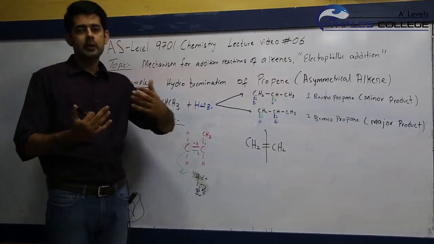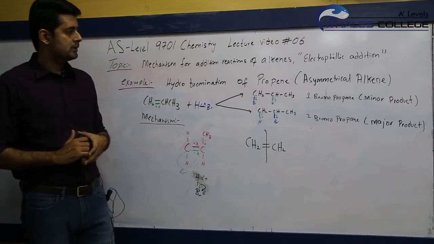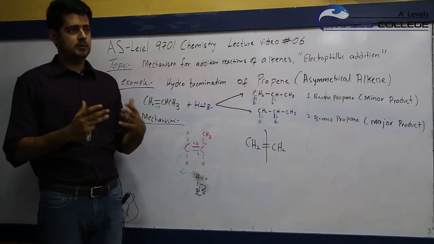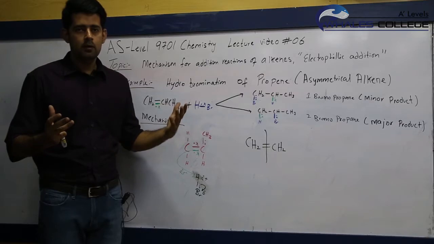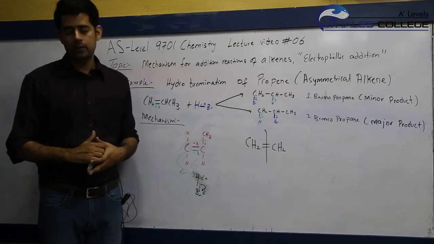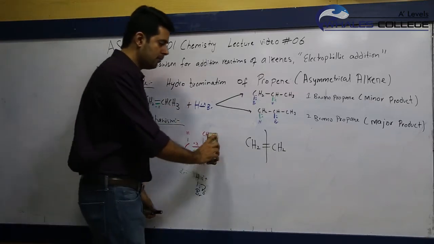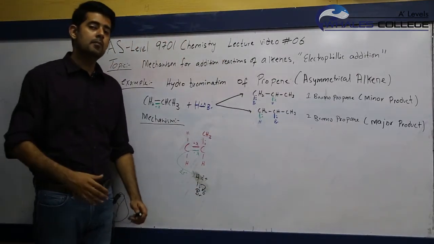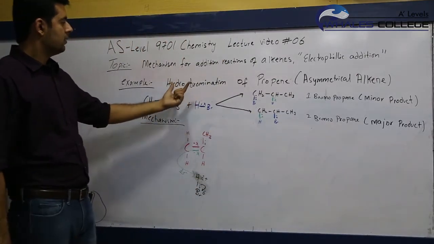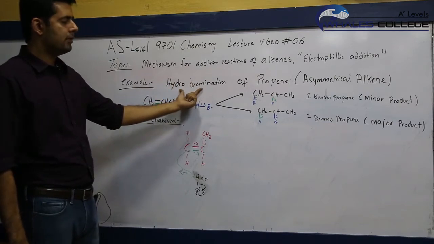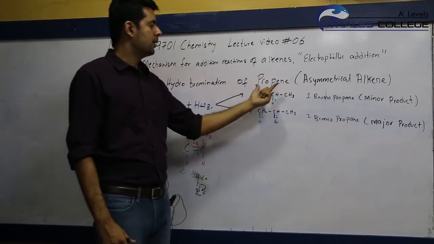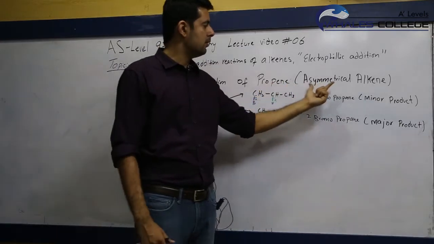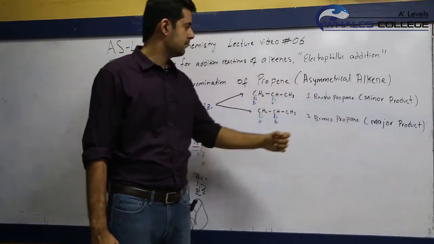And then we studied the mechanism, and the symmetrical alkene behaves in a less complex way compared to an asymmetrical alkene. In order to make you understand how an asymmetrical alkene behaves, we are studying hydrobromination. We are keeping our reagent the same, but of propene. Now, propene is an asymmetrical alkene.